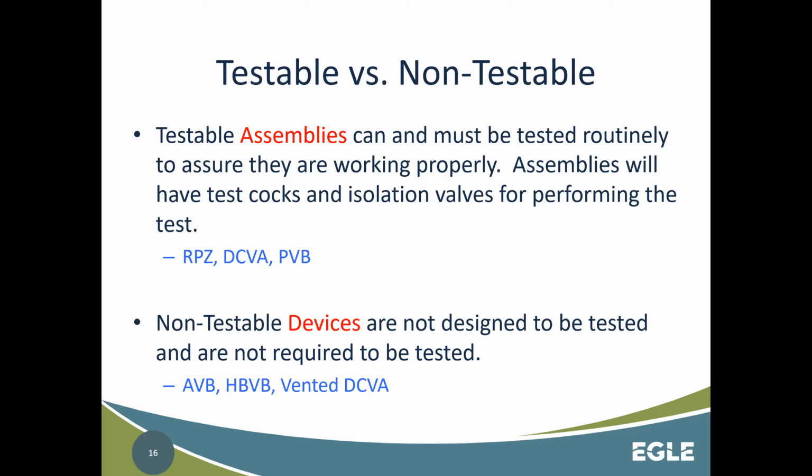In nature, but they have their drawbacks. And the two main ones are an atmospheric vacuum breaker, a hose bib vacuum breaker, and then a vented double check valve assembly. So just so we're aware, the vented double check valve assemblies come in a couple different natures, and I think we see examples of those here in a second.